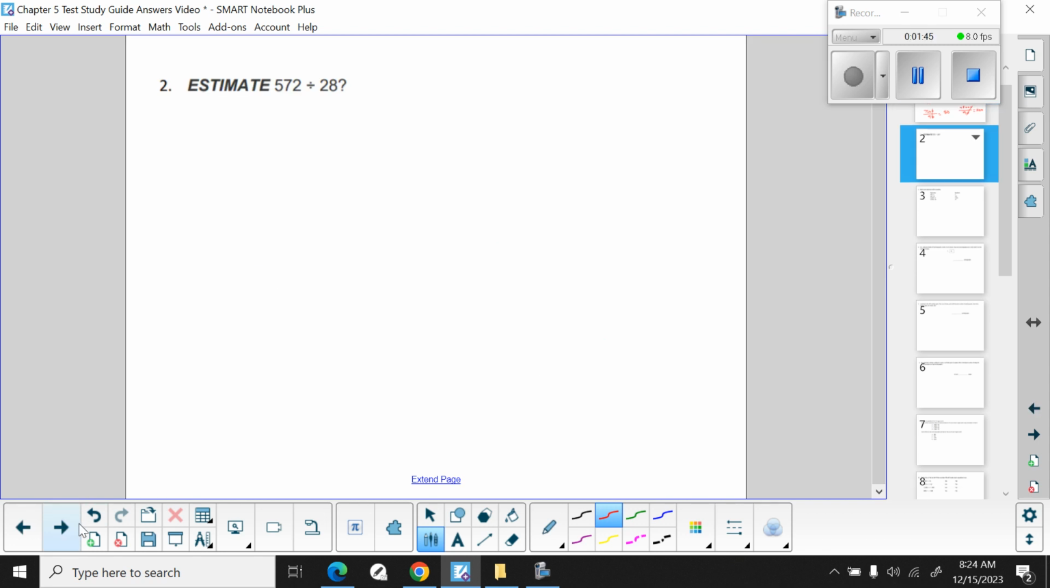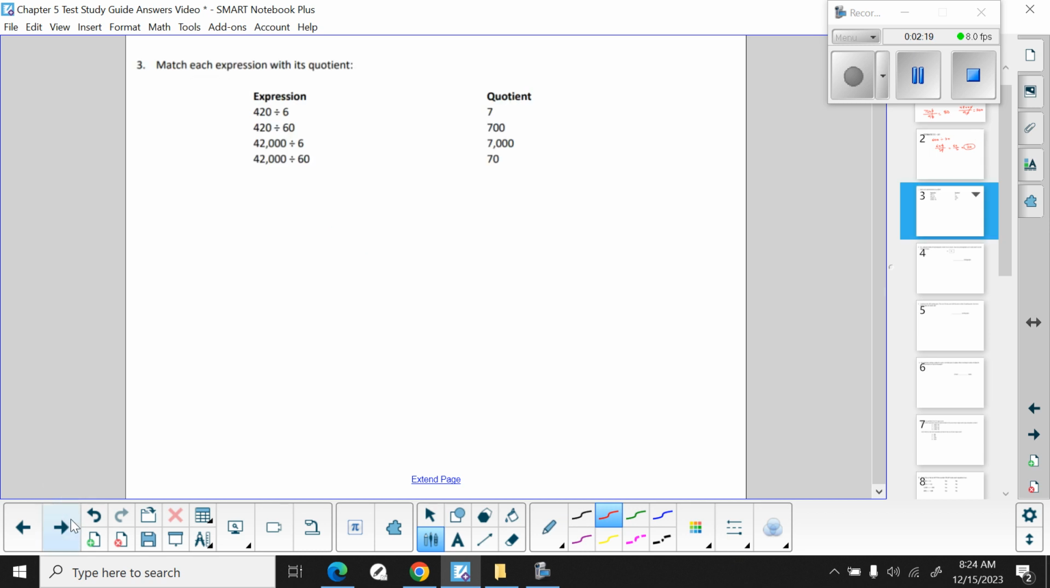Estimate 572 divided by 28. Now there's multiple ways you can do this. I think the best way is just round that to 600 divided by 28, which is close to 30. So 600 divided by 30. Cross out my zeros, really just dividing by 10. It just means that 600 divided by 30 is the same as 60 divided by 3, which is 20.